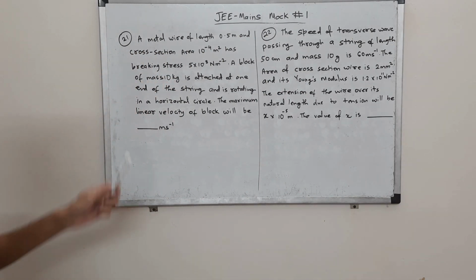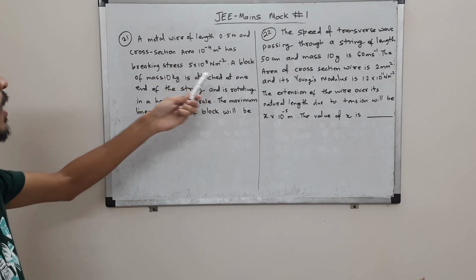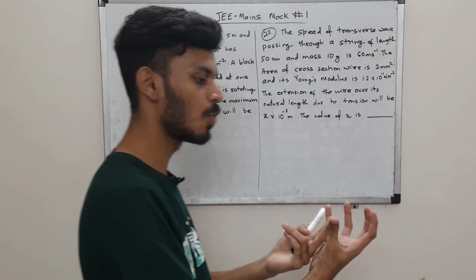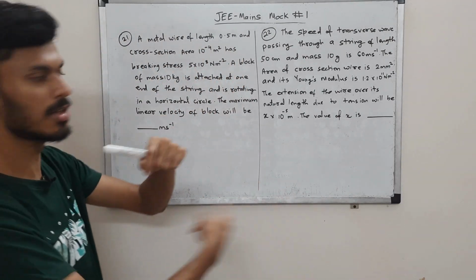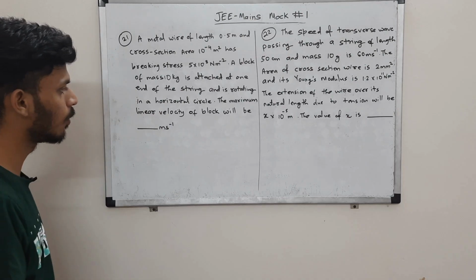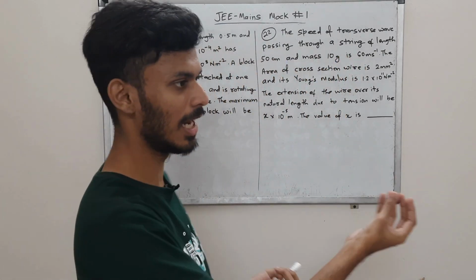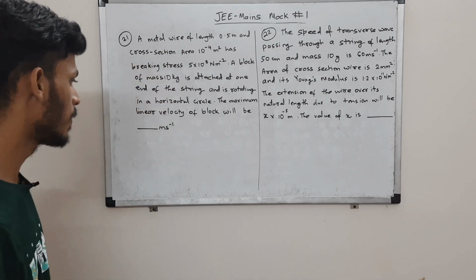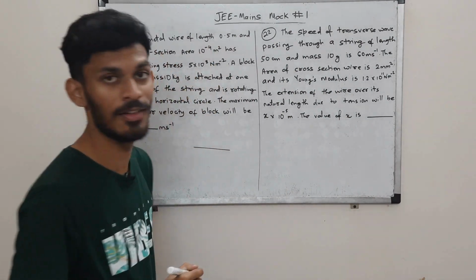So question 21, a metal wire of length this, area this, and breaking stress this. A block is attached to one end of this, and you are going to rotate that block in a horizontal circle. You are supposed to tell what can be the maximum linear velocity that can be attained by that block. Of course this is the maximum stress, above that the wire will break.